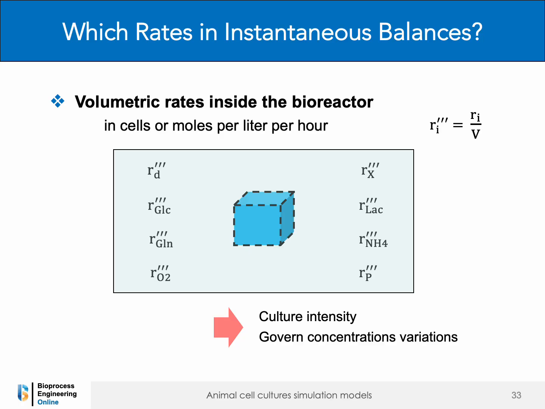These volumetric rates are particularly important in bioreactor analysis because they characterize the intensity of the biological activity per unit volume of culture. Most importantly, they directly govern the rates of change of the different component concentrations over time during the culture.